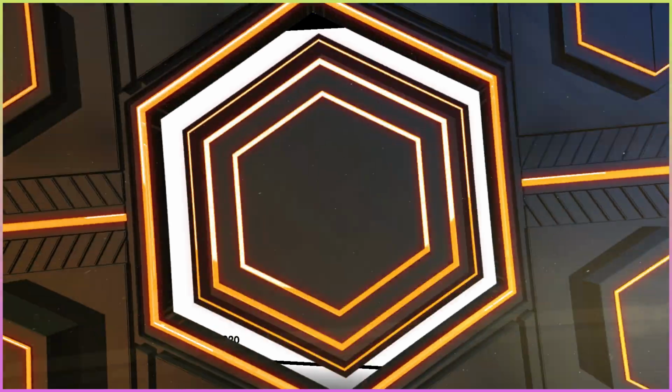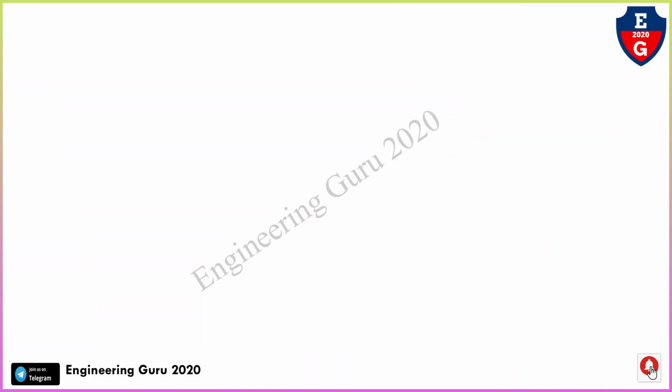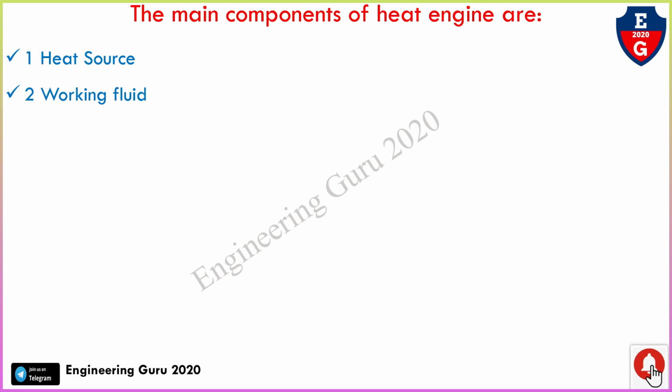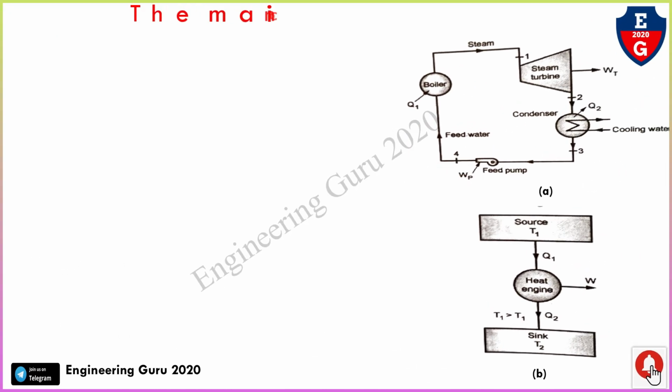Now let's see the main components of the heat engine. The main components of the heat engine are: first, heat source; second, working fluid; third, converting machine; fourth, heat sink. Now understand one by one. First, that is heat source.